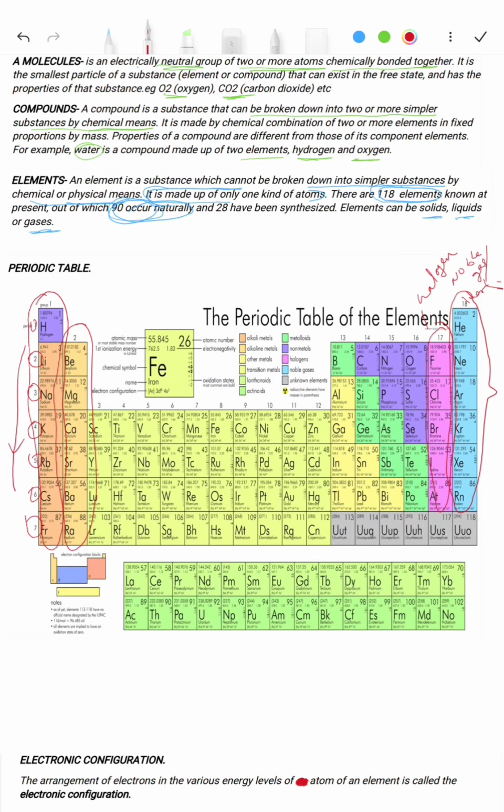And from the SSC point of view, the elements and atomic numbers from 103 to 118 are very important to know. And for SSC exams, one has to know at least up to atomic number 20. If you fail to remember all the elements, at least up to atomic number 20 one has to know.